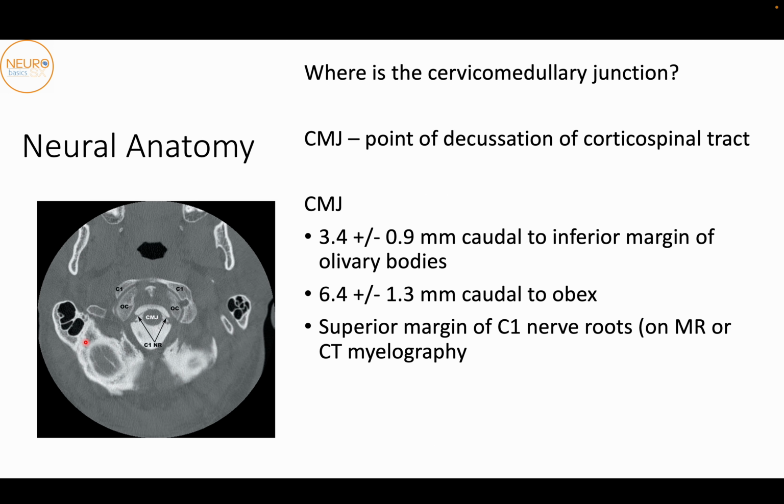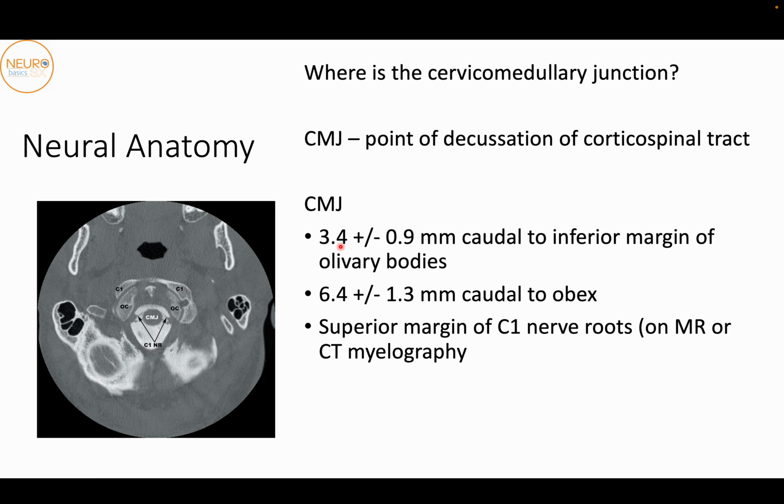Right, now coming to a discussion of the neural anatomy at this craniovertebral junction. Just a very gentle reminder: it's an area where your brainstem is turning into the spinal cord, and that is what is known as the cervicomedullary junction. The cervicomedullary junction is also anatomically defined at the point where the corticospinal tract is going to decussate. So we are actually able to identify this point using radiology.